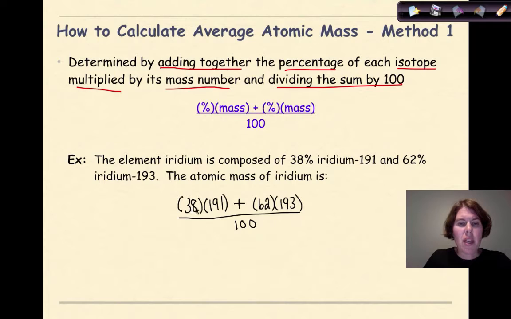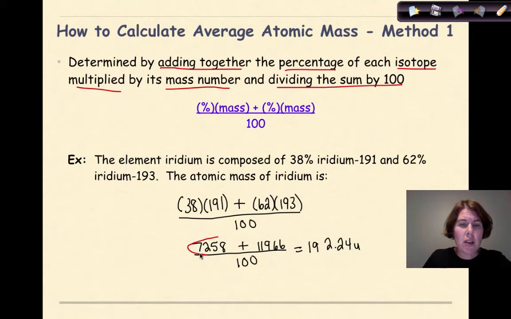So if I do 38 times 191, I get 7,258. And I'm going to add that to 11,966. And I'm going to put that all over 100. So if I add these together and I divide by 100, I'm going to get 192.24 u.